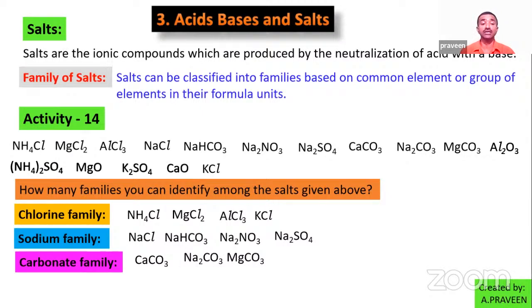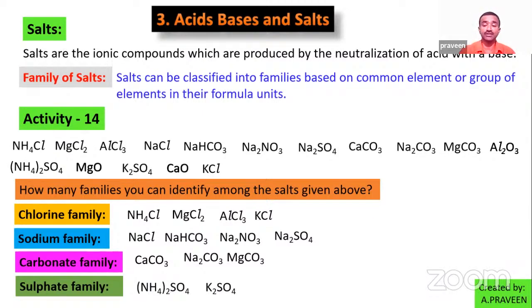The next family is the sulfate family. SO4, right? A group of atoms. What are they? Ammonium sulfate, potassium sulfate. The next, one more family I am able to derive here. What is that? Oxide family. Oxygen available, only oxygen with metal. So what are they? Magnesium oxide, calcium oxide, aluminum oxide. So this is the family of salts.